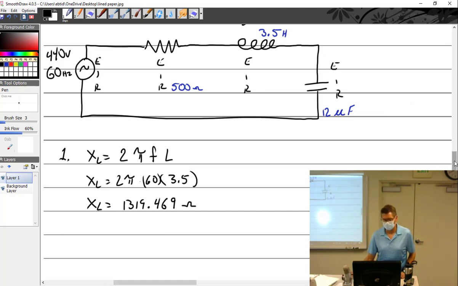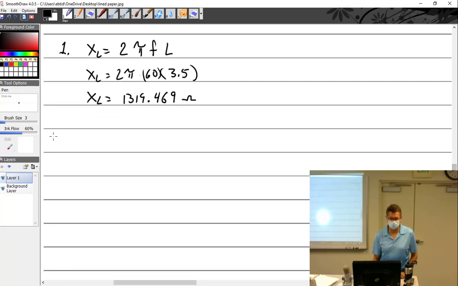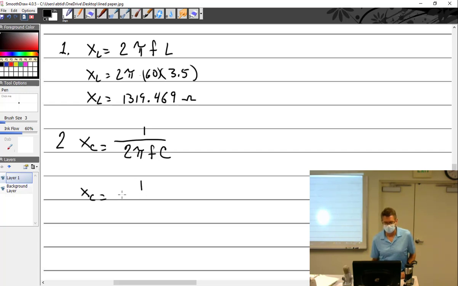Doesn't get much harder. Okay, number 2. What do I want to get? X of C. X of C equals 1 over 2 pi F C. All right, so if I work that, X of C equals 1 over 2 pi the frequency times the capacitance. What is that again? No, sorry, that is not correct. 12 microfarads, so 12 times 10 to the negative 6. 12 times, very good, 10 to the negative 6.